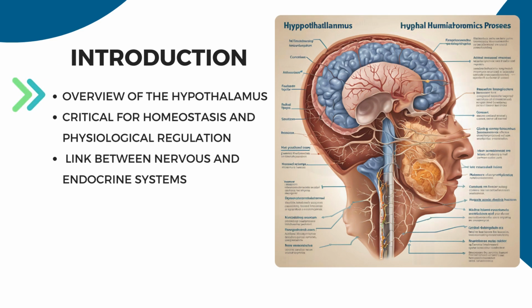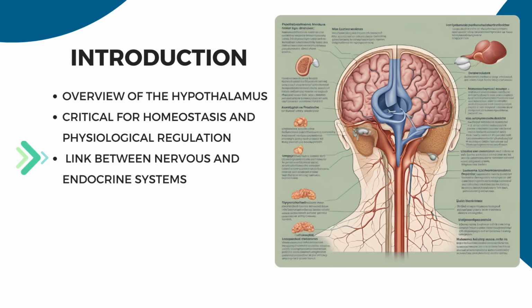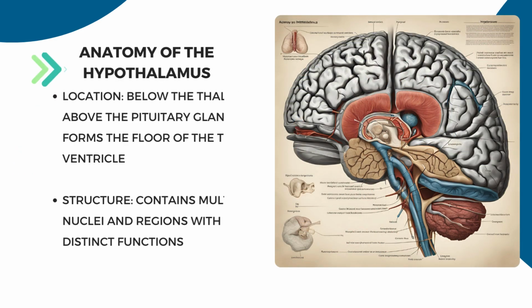The hypothalamus is a critical brain structure involved in maintaining homeostasis and regulating a wide array of physiological processes. This lecture will explore the anatomical features of the hypothalamus, its functional zones, and its roles in the endocrine and nervous systems. Anatomy of the hypothalamus.